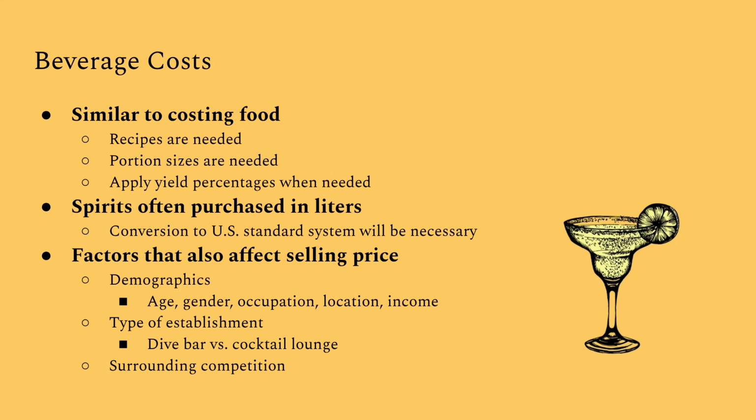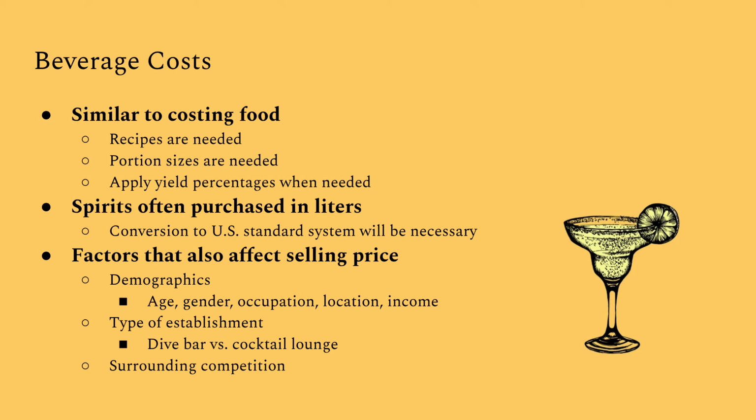So let's do beverage costs first. Again, like I said, it is similar to costing food. We still need recipes, definitely need portion sizes, and apply the yield percentages when needed. So if you're using any fresh ingredients, definitely anticipate having a yield percentage. Most specifically and costly is citrus juices, because you're buying a whole piece of citrus, but you're only getting a fraction of its weight in juice. So that is going to be a huge cost to consider.